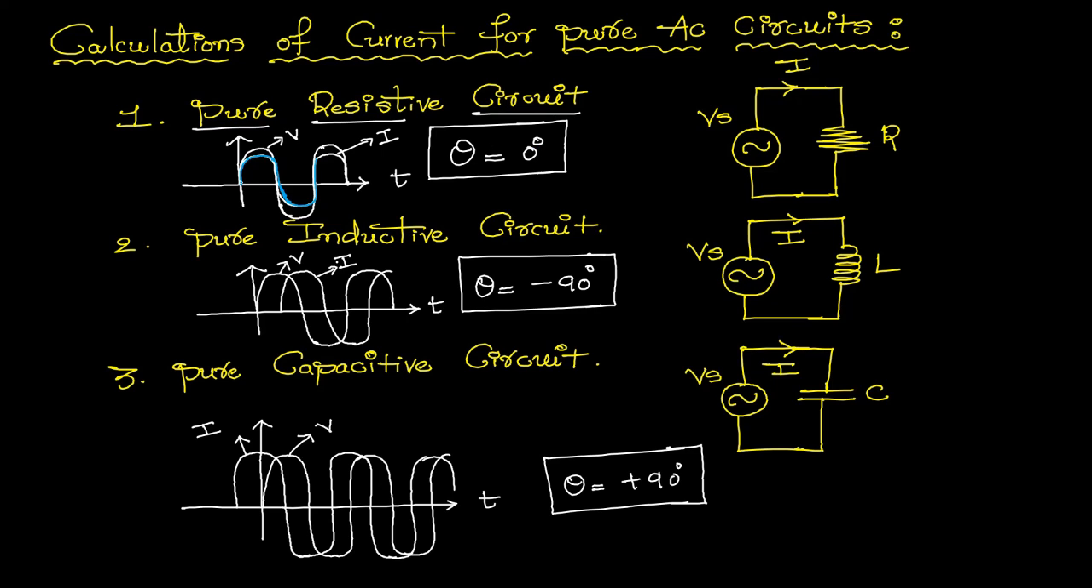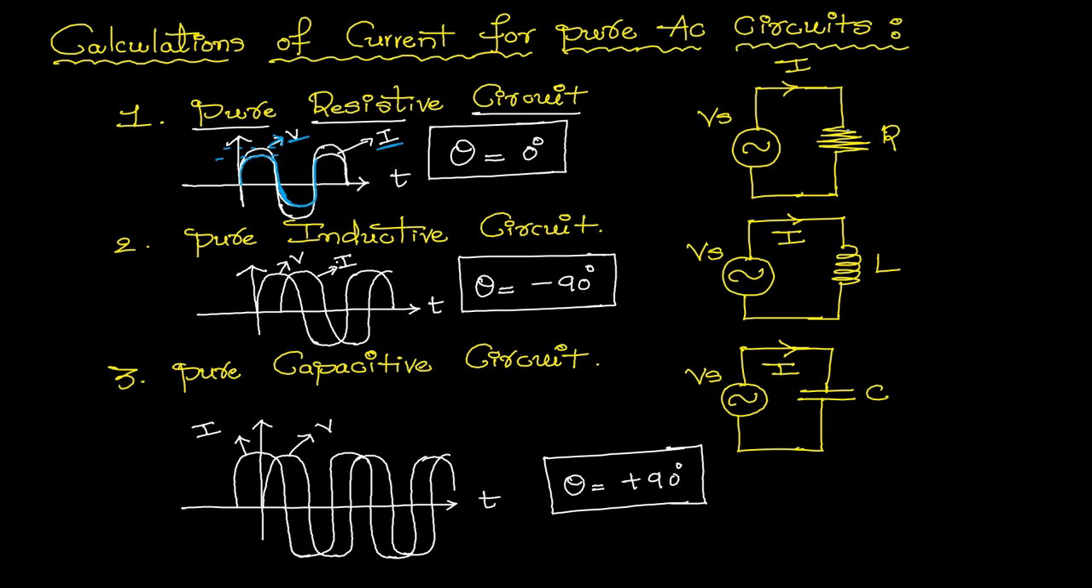If you observe the waveforms of this purely resistive circuit, V represents the voltage waveform and I represents the current waveform. Both the voltage and current waveforms are in phase, but the magnitude of voltage and the magnitude of current are different due to the presence of the resistor in the circuit.